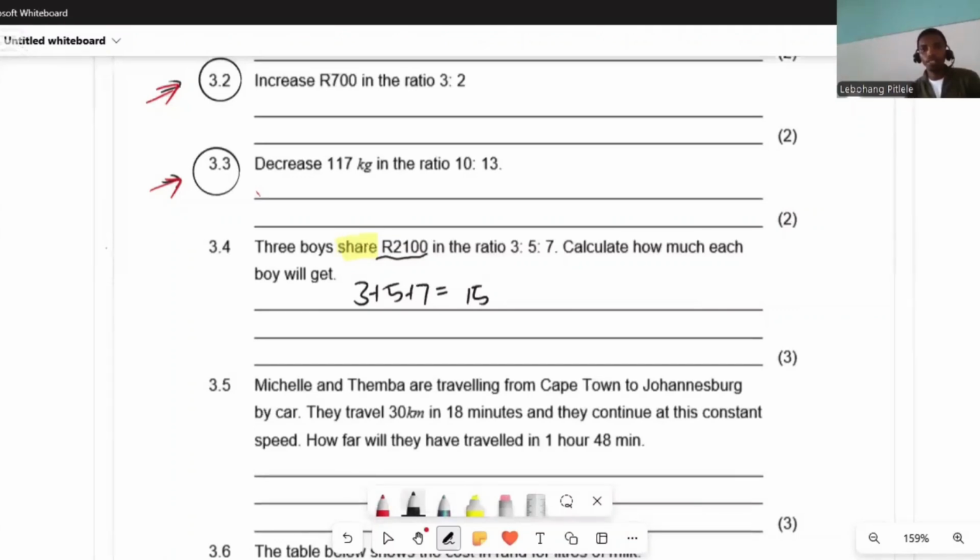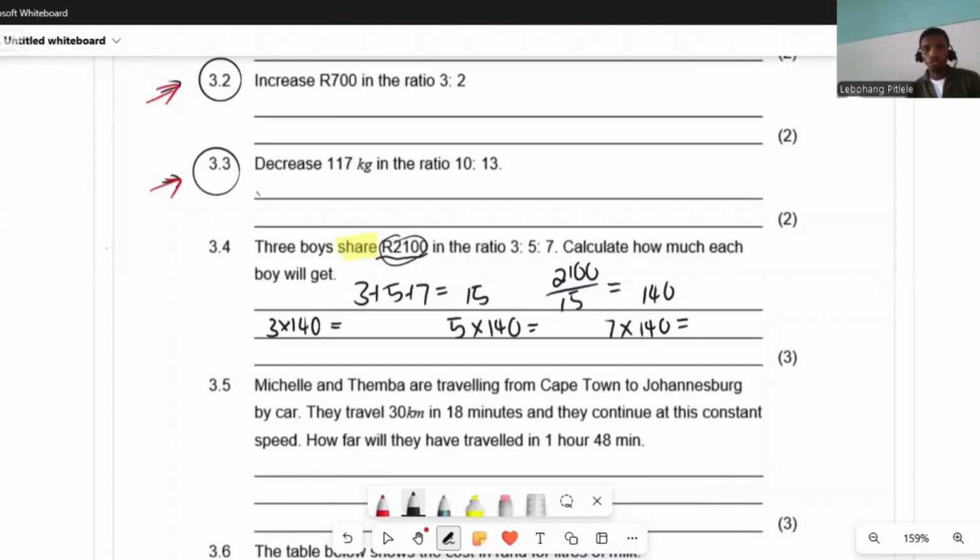So we have this, and then we're going to divide this much with that much, right? So we have 2,100 divided by 15, 140. And then now we're going to multiply 3 times 140, and then we have 3, is it 5 now? Yeah. Then you have 5 times 140, and lastly we have 7 times 140.